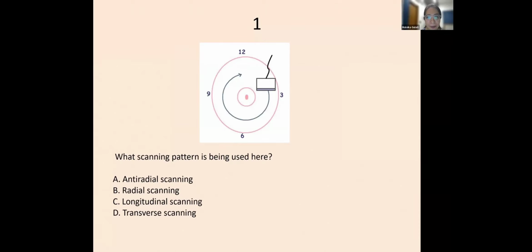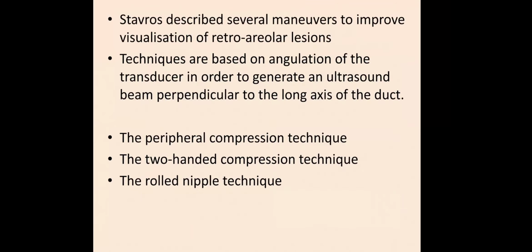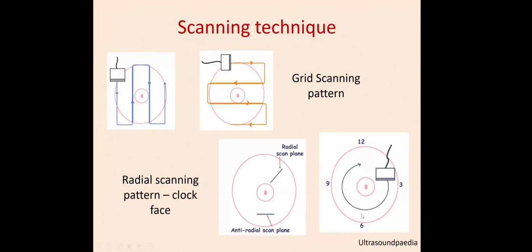Okay. Yes, no, this is not anti-radial. This is radial. The probe is transverse. Over here, it's going like this. So this is radial. Anti-radial is when the probe moves from here to this side. That will be perpendicular to radial, anti-radial. So when you move like this, it is radial scanning, and when you move from outer to inner like this, it is anti-radial scanning. So this is radial scanning.